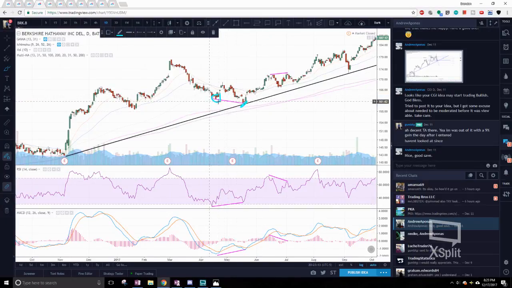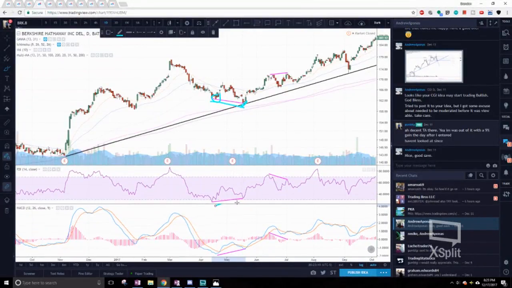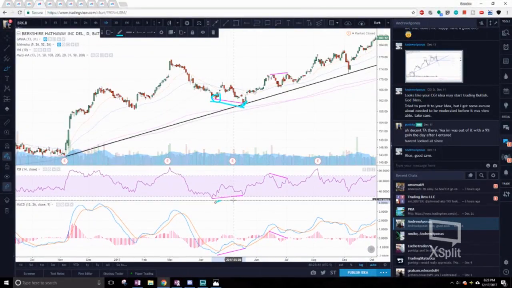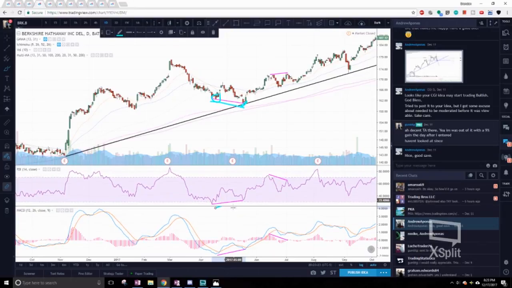We can see that price is going lower. RSI is going higher. RSI is in disagreement with the price action. MACD, same thing. I can see MACD is making higher lows, sorry. But again, price action is making lower lows. So by definition, this is divergence.